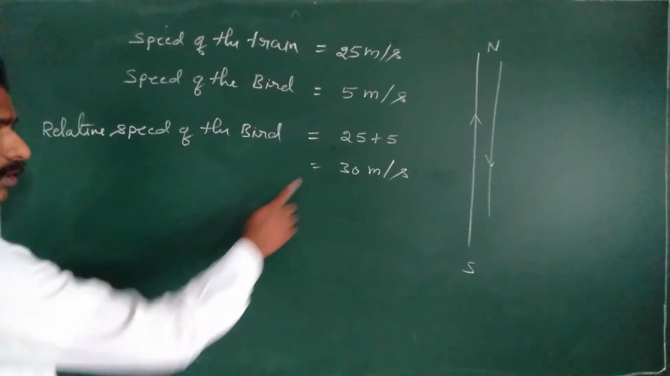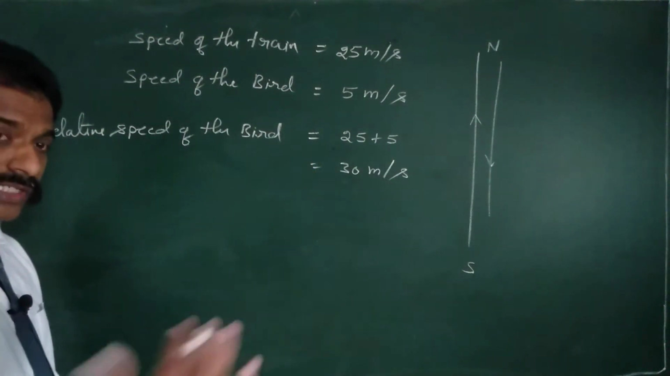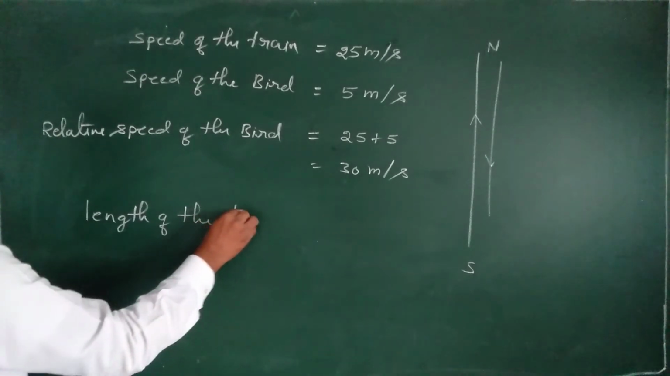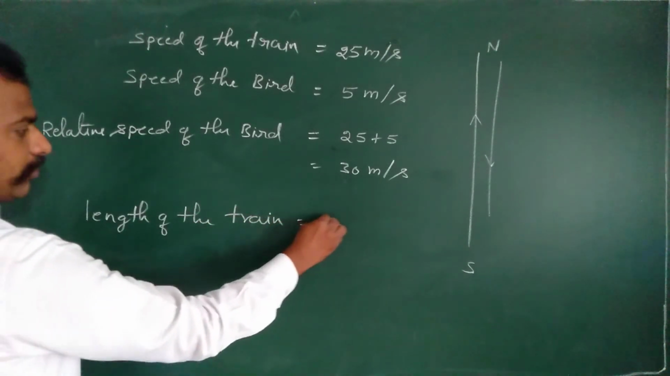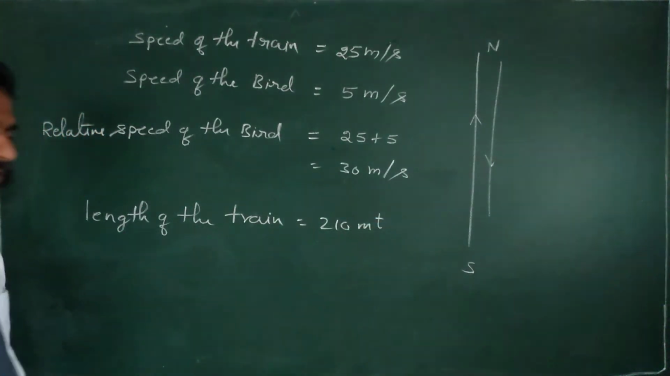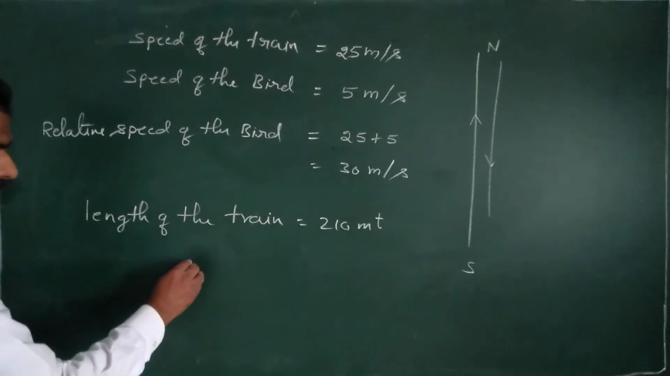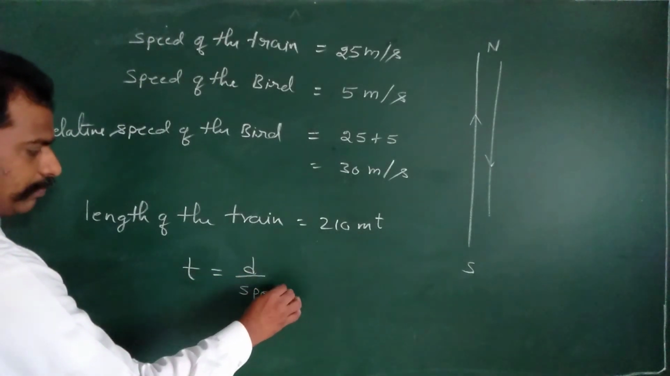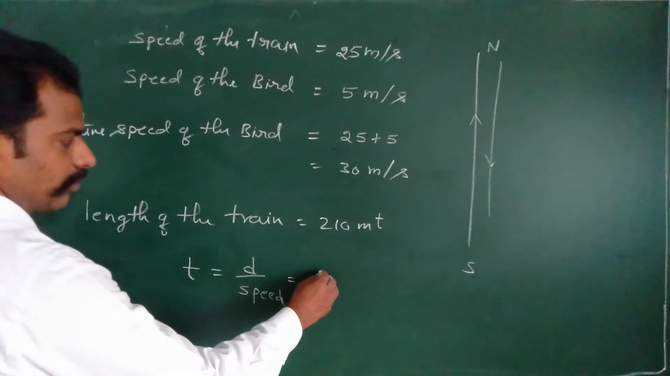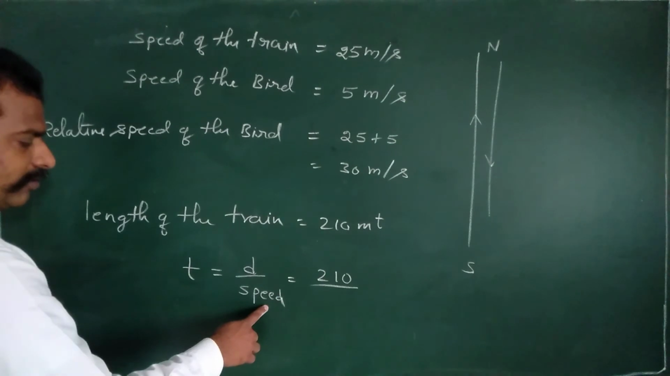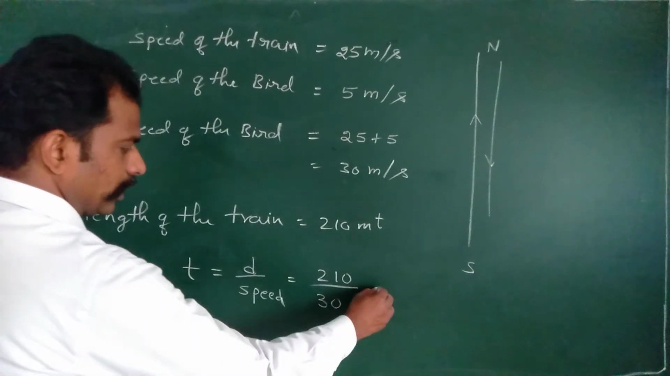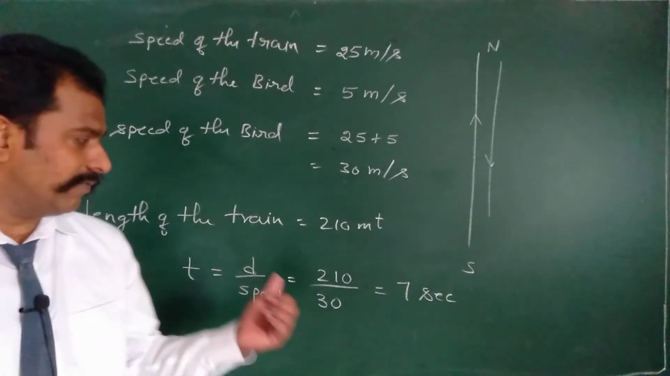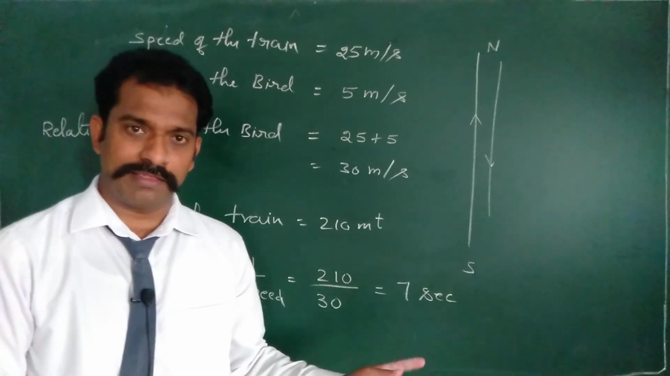Now we want to find the time taken by the bird to cross the train. What is the length of the train? The length of the train given is 210 meters. You all know the time taken is nothing but distance traveled upon speed. The distance is nothing but the length of the train. So 210 upon the speed of the bird, 30 meters per second, that equals 7 seconds. So what is the time taken by the bird to cross the train, which is of length 210 meters? 7 seconds.